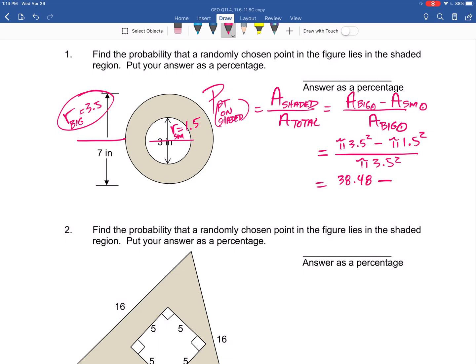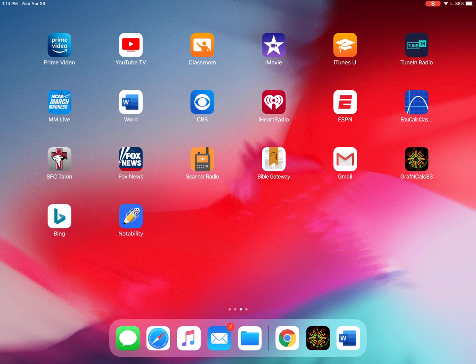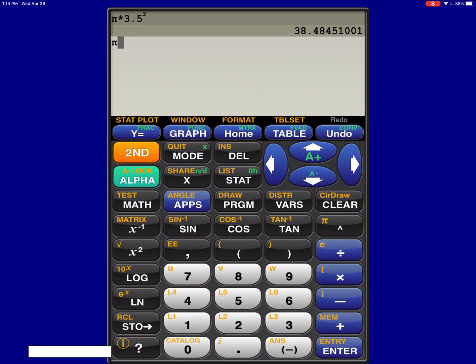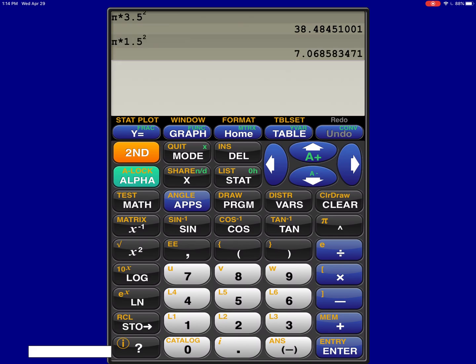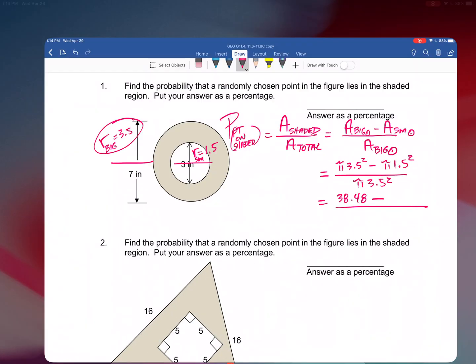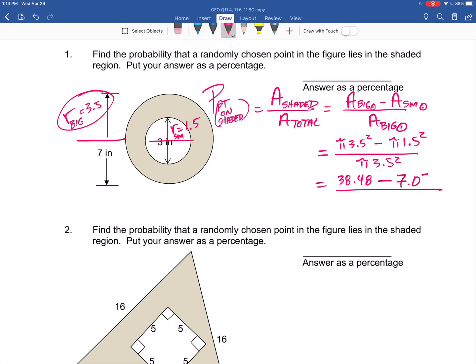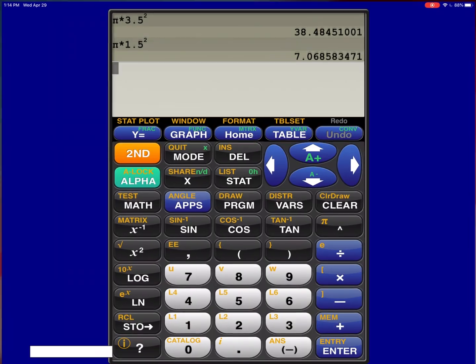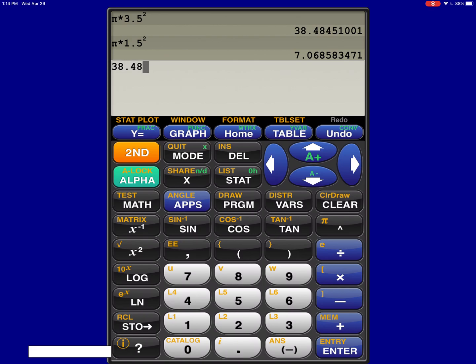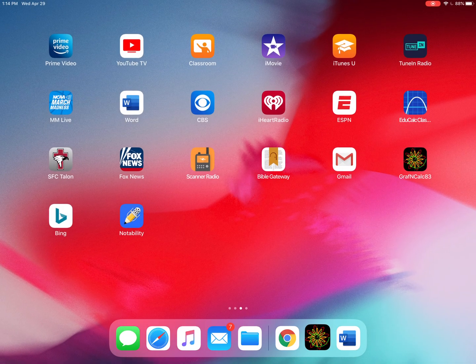38.48 minus, now the small one, pi times 1.5 squared. There it is, pi r squared. Nice, 7.07. Okay, 7.07 over, we already got that number, 38.48. Let's do some subtraction now. 38.48 minus 7.07. Okay, there it is, 31.41.